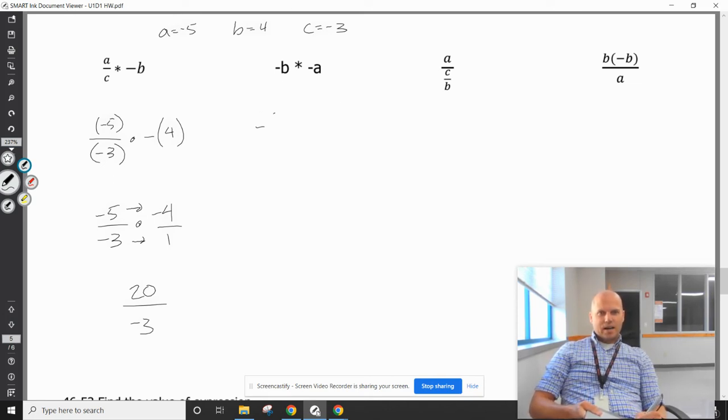Okay, the opposite of B times the opposite of A. It's very important. It's not negative 5, it's negative A. Negative of negative 5. So this is negative 4. Now, an opposite of an opposite, a not.